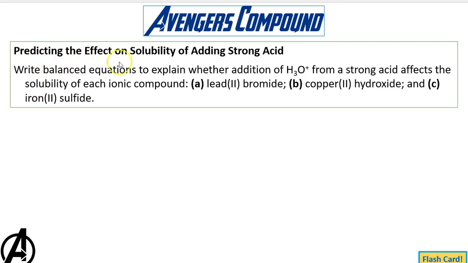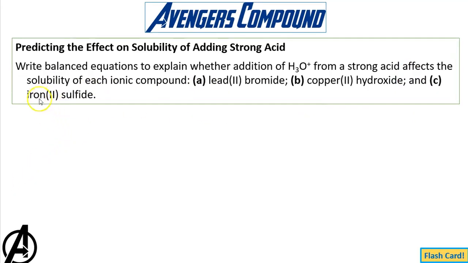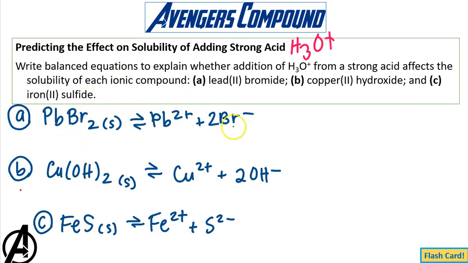So here we're predicting the effect of solubility of adding a strong acid. It says write a balanced equation to explain whether addition of H3O plus from a strong acid affects the solubility of each ionic compound. And they give us these 3 ionic compounds to write. Now, as you can see, this is all nomenclature. So we definitely have to get our formulas, and then once we have our formulas, straight to writing our dissolution equations like I have done for letters A through C. Also, when I think of a strong acid, I automatically write H3O plus just to get my mind working.